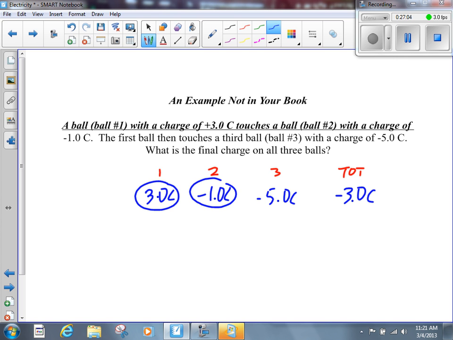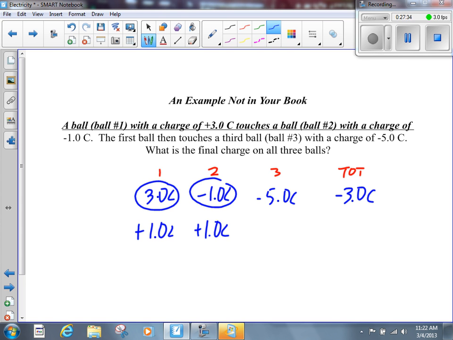What are they going to balance out to be? +3 touches -1. They're going to balance out to be +1 and +1. Anybody see where that comes from? What do we do, Jade? Yeah, exactly.